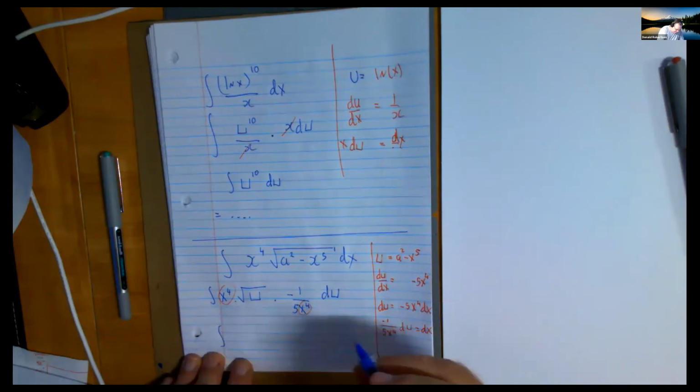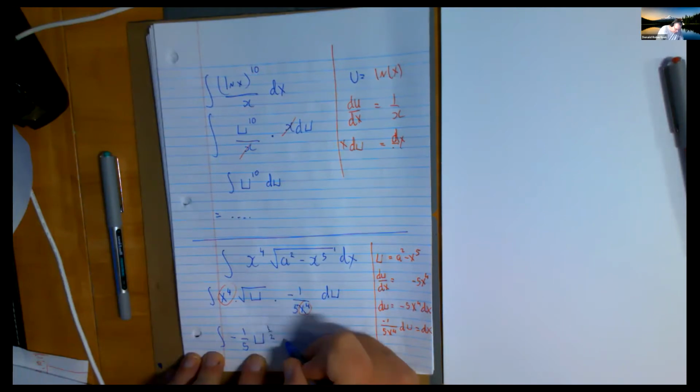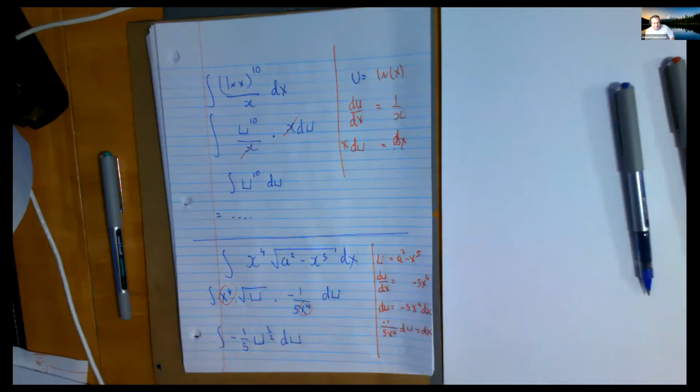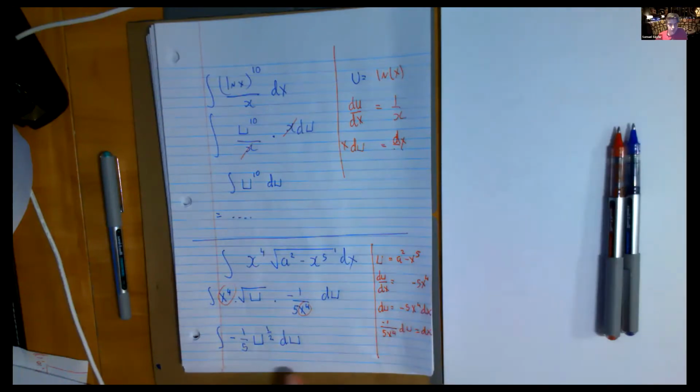This becomes negative 1/5, but instead of the square root of u, I'm going to write it as u to the half. So I'm not going to write this as negative 1/5 square root of u, but equivalently negative 1/5 u to the half. Why am I doing that? So you can take the antiderivative. Power rule, right? Can't do power rules as square roots. I need fractional powers. That's pretty much the only reason.